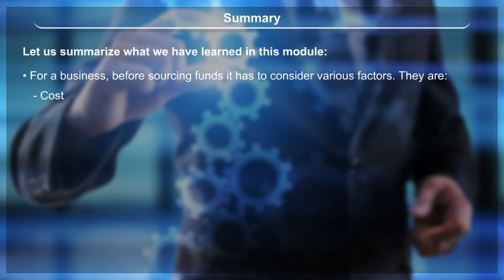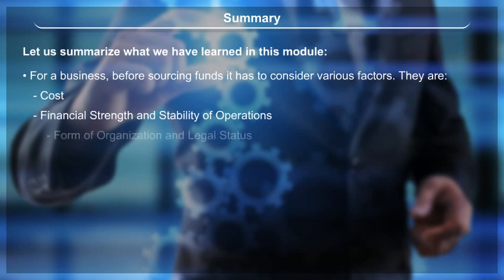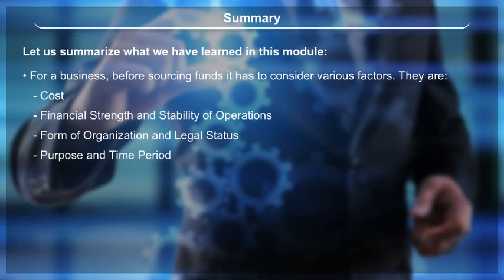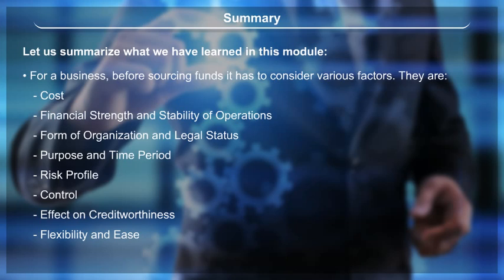They are cost, financial strength and stability of operations, form of organization and legal status, purpose and the time period, risk profile, control, effect on creditworthiness, flexibility and ease, tax benefits.